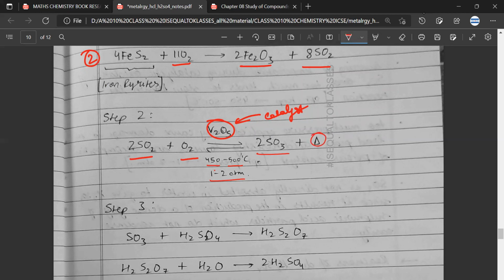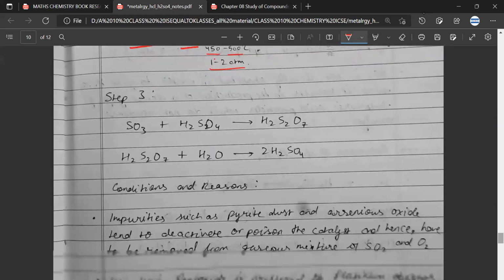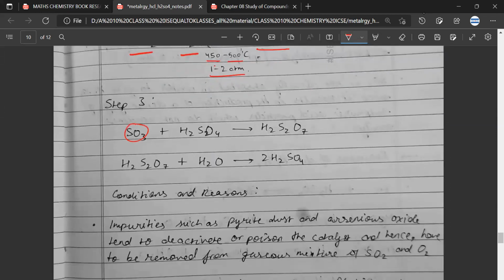If you see a triangle at the end of a reaction, then it signifies that the entire reaction is an exothermic reaction. And then step 3 is sulfur trioxide plus H2SO4 gives H2S2O7. This is also known as oleum or pyrosulfuric acid. And then oleum plus water gives 2H2SO4, which is also known as sulfuric acid.